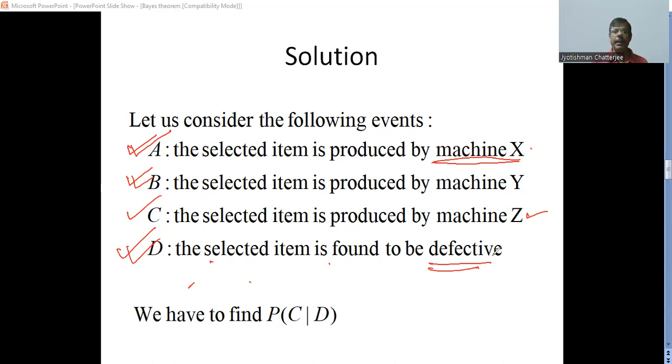So it's a conditional probability question. We are trying to compute, under such a scenario, what's the probability that the item is produced by machine Z? In other words, we are trying to compute this conditional probability of C given D, given D because the selected item is given to be defective. So we are trying to compute this probability.